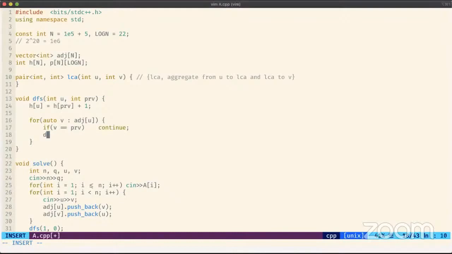Otherwise, what we'll do is we'll do a DFS recursively, right? So now we have this height array and we want this parent array. This is the parent array that we were talking about in the question. That's the most important array, right? That we were referring to constantly.